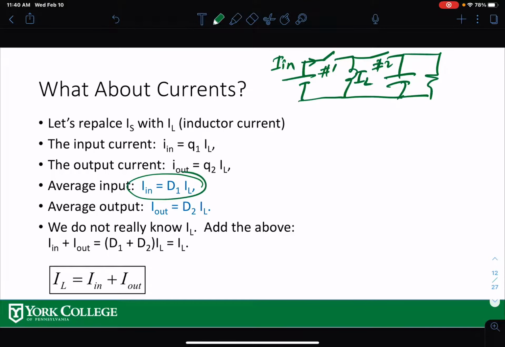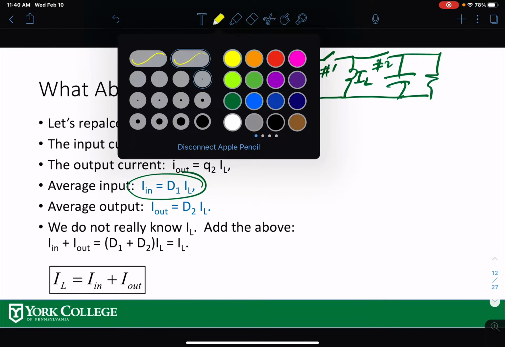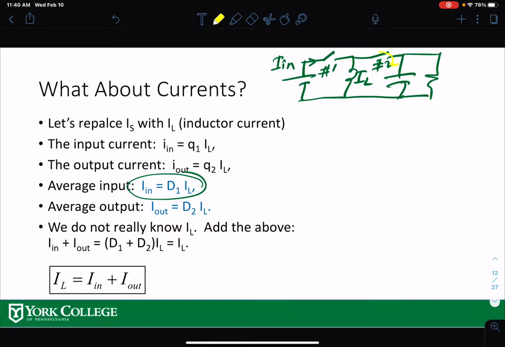And when switch 2 is on, your IL is basically your output current. So the output current is D2 times IL. Now if I add input and output current, that is the equation right here. That means D1 plus D2 is 1. So IL is input plus output current for the buck boost converter. That means your inductor should be rated for both input current plus output current.